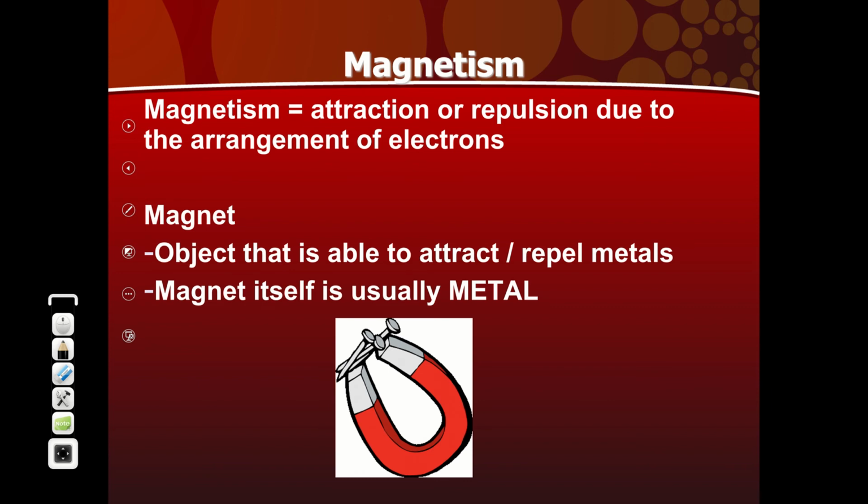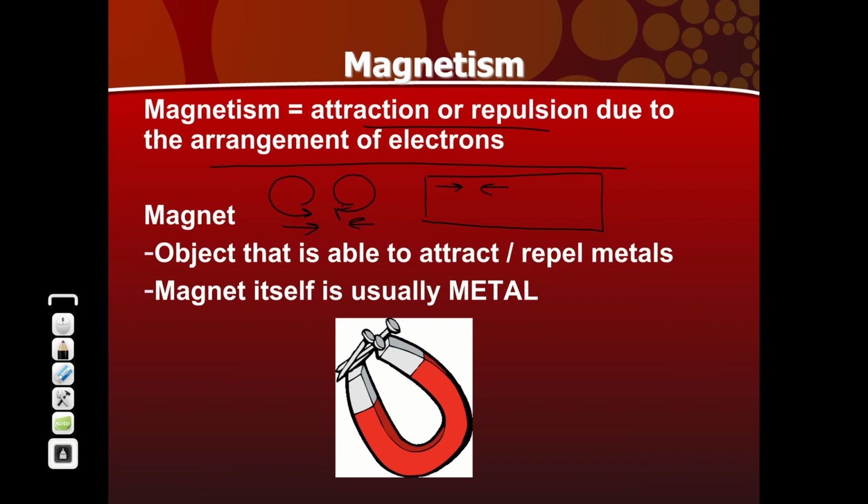So magnetism itself is the attraction or repulsion due to the arrangement of the electrons. Now we don't have to get in too much detail about this, but basically the idea is electrons can spin two different directions when they're inside the substance. So they can either be spinning clockwise or counterclockwise. When we show this in substances, we say clockwise is left and counterclockwise is right.